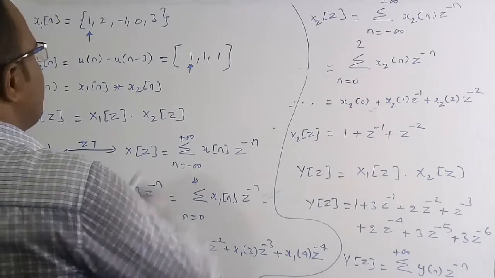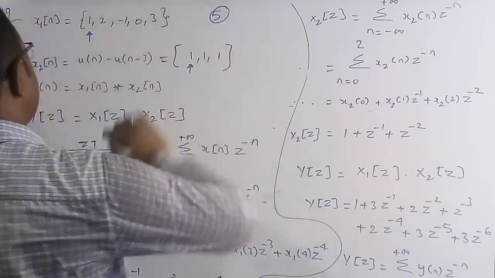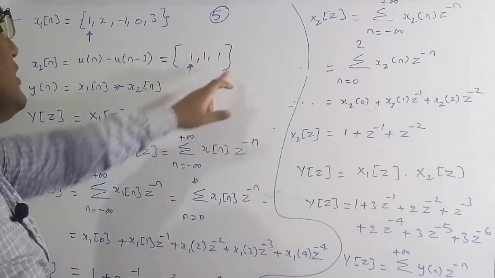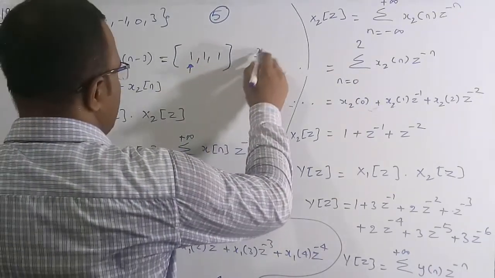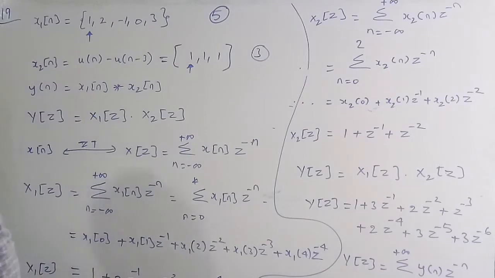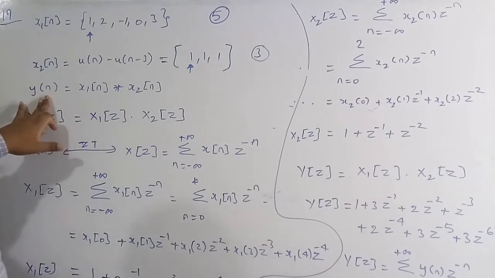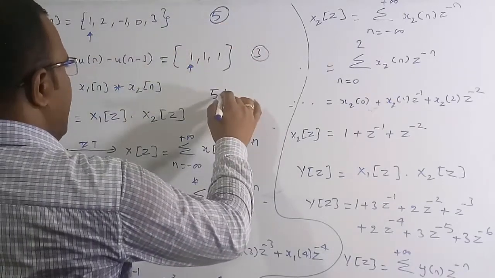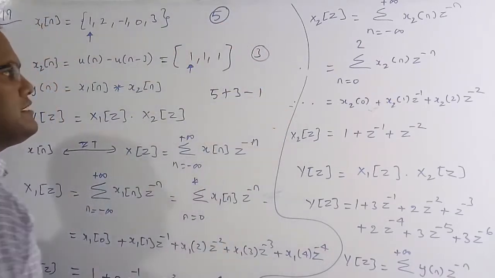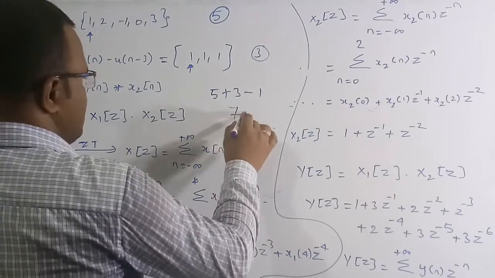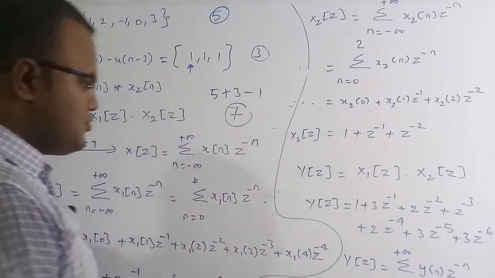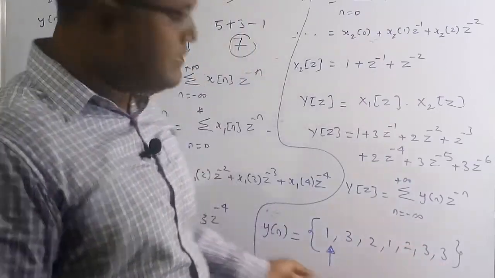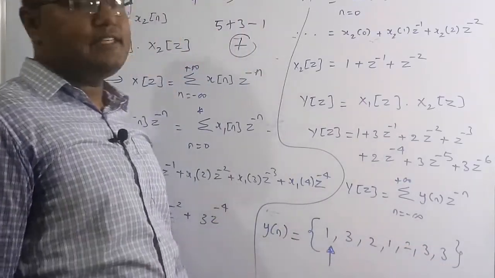So there are a total of 5 samples here in x1 of n. Similarly, the number of samples in x2 of n is 1, 2, 3, so there are a total of 3 samples. In order to find the number of samples in y of n, the basic formula is to add these two, 5 plus 3, and subtract 1. That is 5 plus 3 minus 1, so this y of n is going to contain 7 samples. You can see here 1, 2, 3, 4, 5, 6, 7. Yes, this signal y of n contains 7 samples.